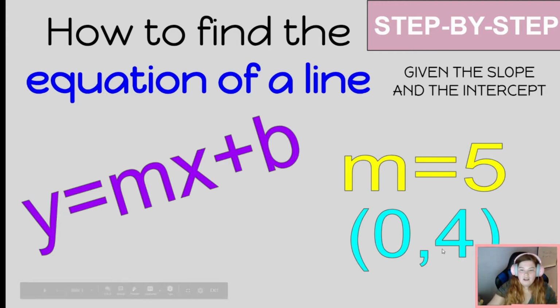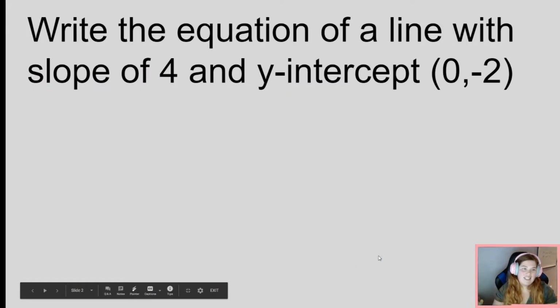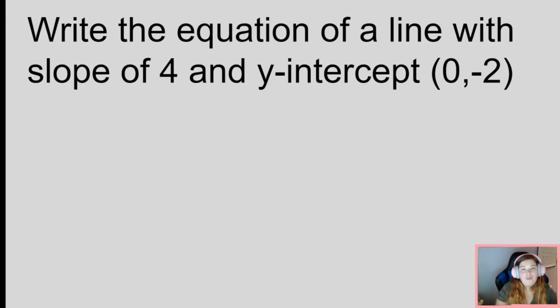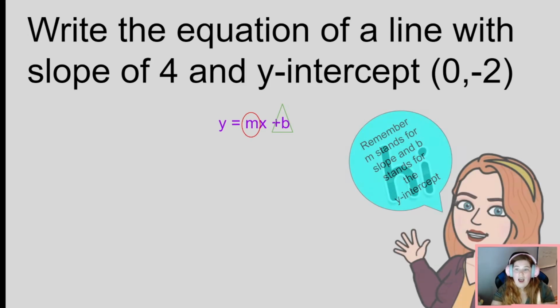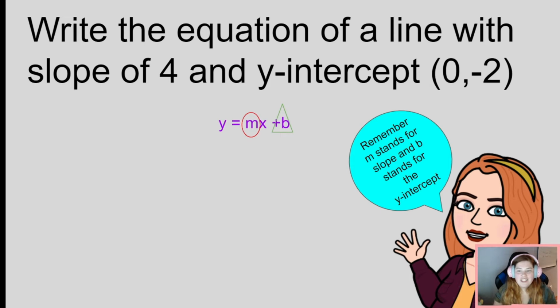Our questions are going to look like this. Write the equation of a line with slope of 4 and y-intercept of (0, -2). So the first thing I'm going to encourage you to do is write your original equation, y equals mx plus b. There are two important parts of this equation, the m value and the b value. And we have to think back and remember, what does m stand for and what does b stand for? Remember that m stands for slope. Right? There's slopes on the mountain, m stands for slope. And b stands for the y-intercept, or our beginning point. It's when x is 0.